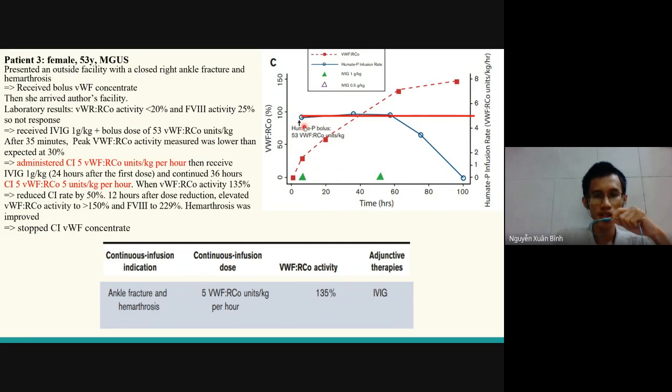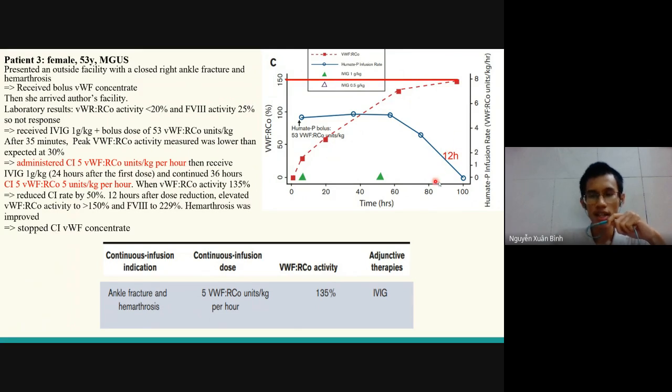You see, after 35 minutes after the bolus dose, and 24 hours after the first dose of IVIG, they gave her the second dose, and they also maintained the CI rate at 5 units per kilogram per hour. Then after 50 hours, they tested von Willebrand activity, and the test showed 135%. So they decided to reduce the continuous rate.